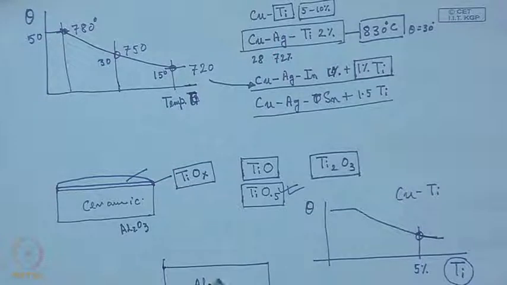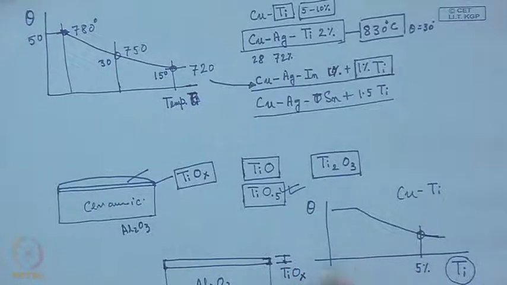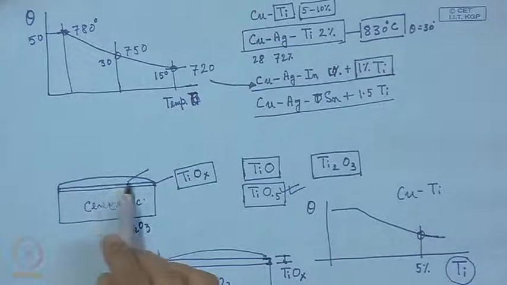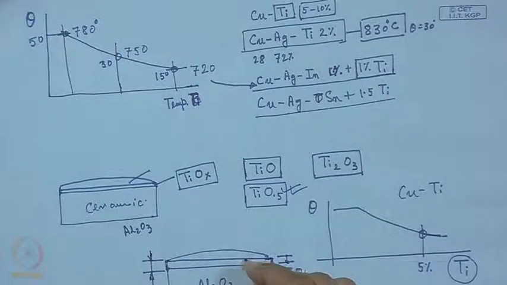So, this is Al2O3, and over this surface we get a thick reaction layer, and this thick reaction layer definitely promotes wetting, there is no doubt about it. So, this is now a thick reaction layer, and the outer surface is also TiOx, where X is around 0.5, but this is thin and this is thick, over which we also have good wetting. But the main problem is the problem of adhesion of this wetted surface, wetted film.